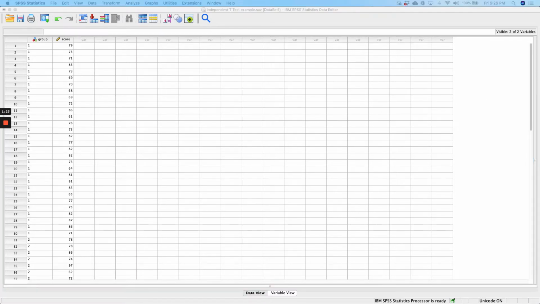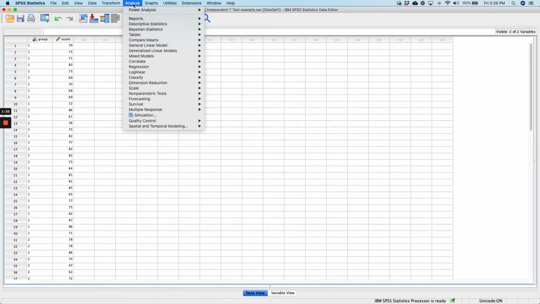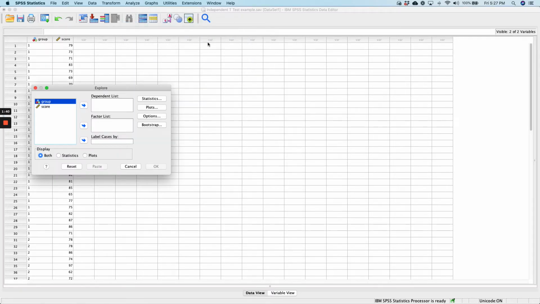module 4 when we tested for bias. So if you need to refer back to any of those resources, that would be in module 4. So let's click on Analyze, Descriptive Statistics, and Explore.